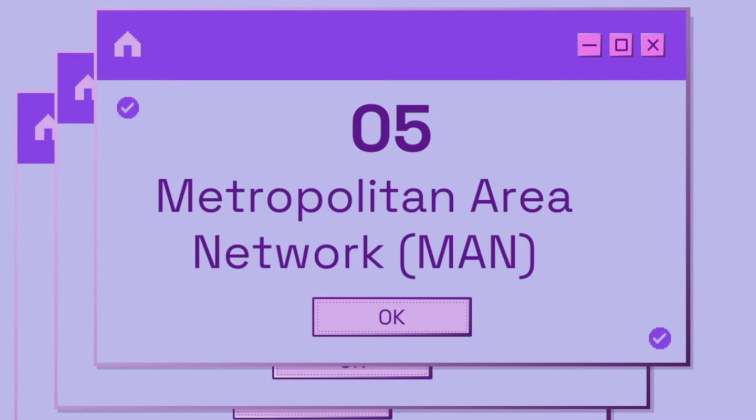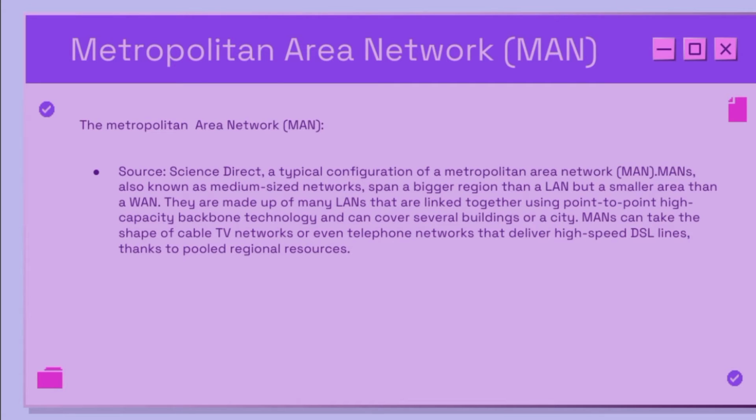Number 5 is metropolitan area network. Efficiency and speed are important considerations in today's computer networking environment. Some technologies are able to provide both while others only provide one or none. Fiber optics, dense wavelength division multiplexing, and optical packet switching are used in metropolitan area networks to check both boxes. A typical configuration of a metropolitan area network, MAN, also known as a medium-sized network, spans a bigger region than a LAN but a smaller area than a WAN.